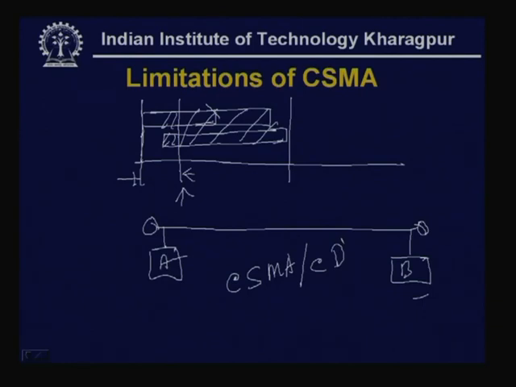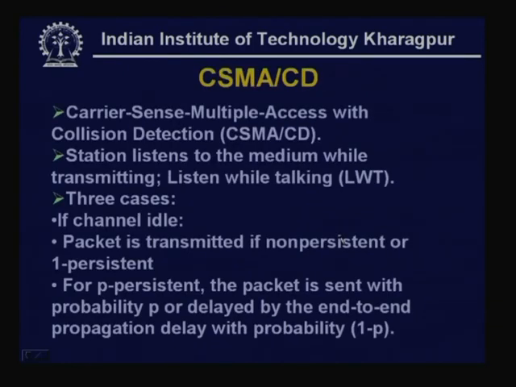In carrier sense multiple access with collision detection, the station listens to the medium while transmitting. Not only does it listen to the medium before transmission as you do in carrier sense multiple access, but it does something additional. It listens while transmitting. That is why it is called listen while talking, LWT. And here also there are three cases: non-persistent, one persistent and P persistent. As you know, if the channel is idle, the packet is transmitted if non-persistent or one persistent.